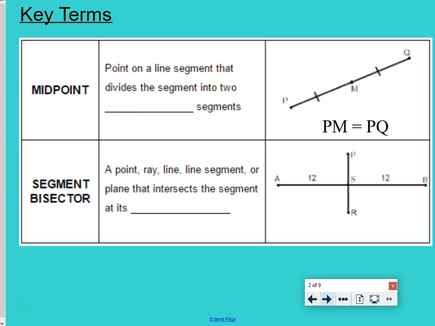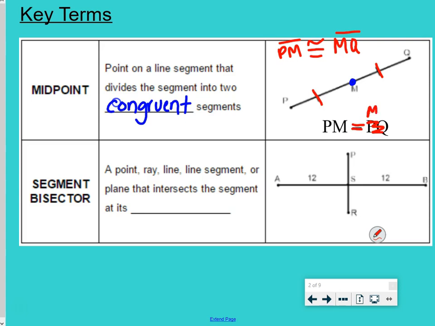Midpoint is the point on a line segment that divides the segment into two congruent segments. So if we look at our example, M is the midpoint. It's dividing it into two congruent segments right here. So we would say PM is congruent to MQ, or we can also say that PM is equal to MQ. Either the measurements are equal or the segments are congruent.